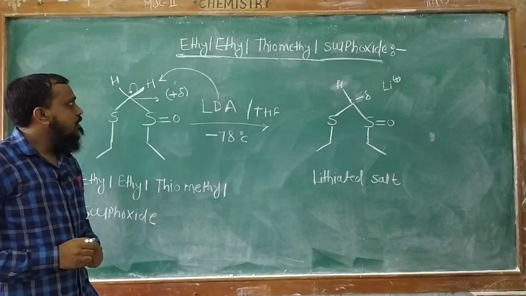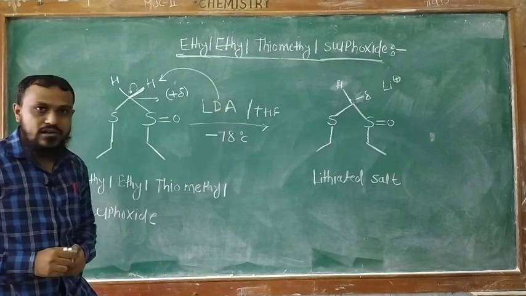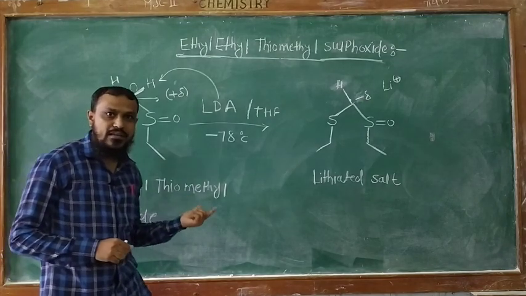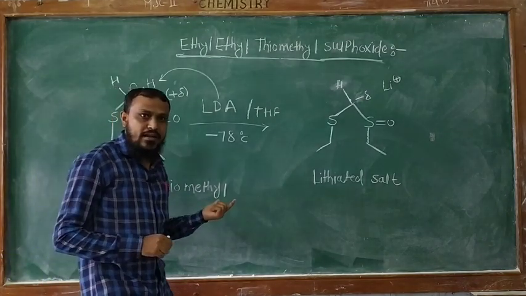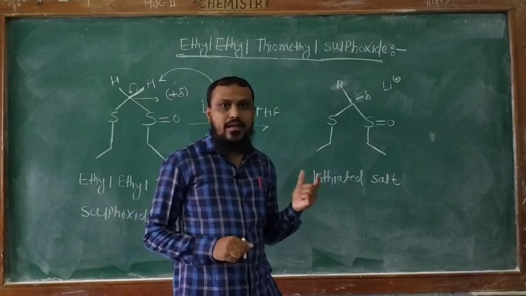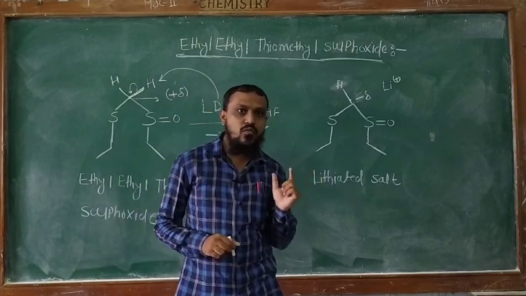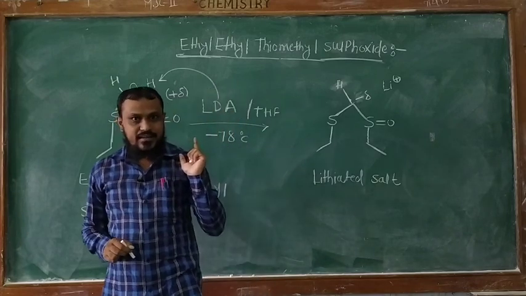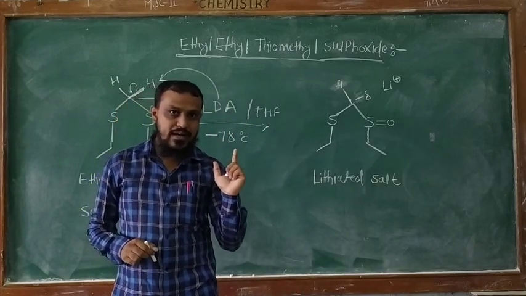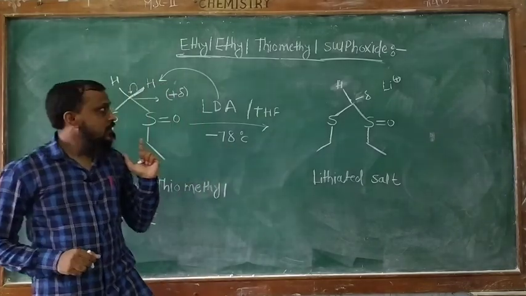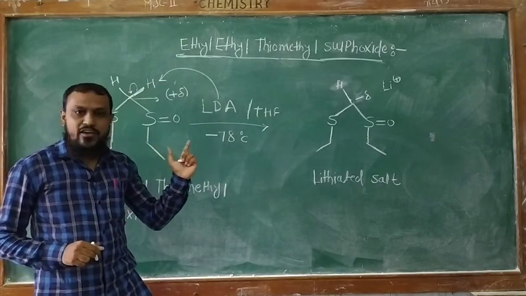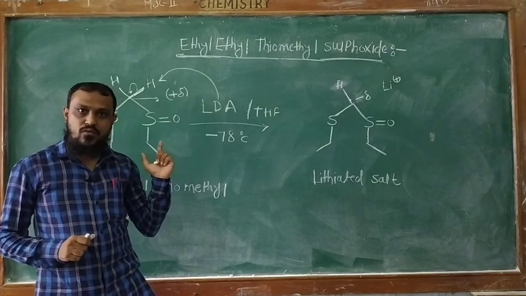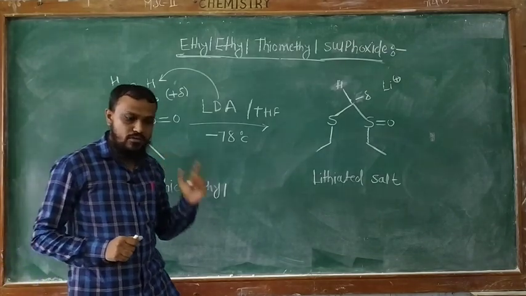So this is ethyl thio-methyl sulphoxide. Okay. This is the second umpolung reagent, and it is mainly used to form a 1,4-dicarbonyl compound. Okay, 1,3-dithiene is generally used to form a new carbon-carbon bond, but ethyl thio-methyl sulphoxide is generally used to form a 1,4-dicarbonyl compound.